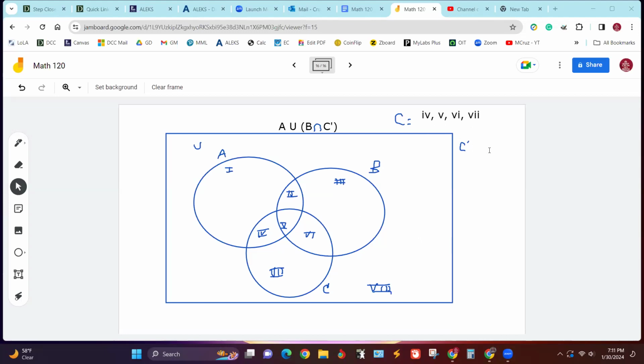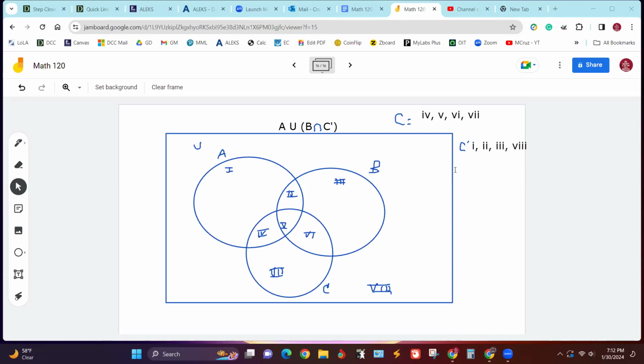So now, what C complement would be are the ones that are not here, which is 1, 2, 3, and 8. So inside of C, 4, 5, 6, and 7. So outside of C, or C complement, is 1, 2, 3, and 8. All right. Now you take B. Now I'm going to take the intersection between this and B, and I'm going to write out what's in B.